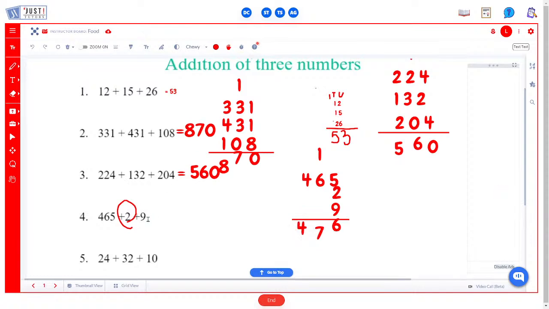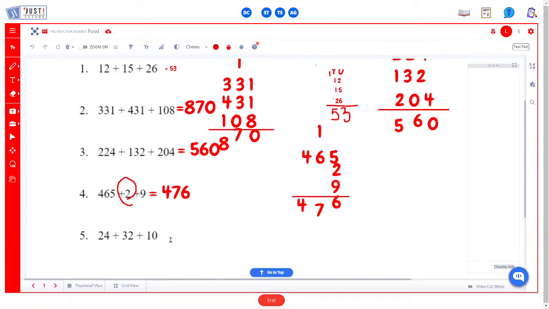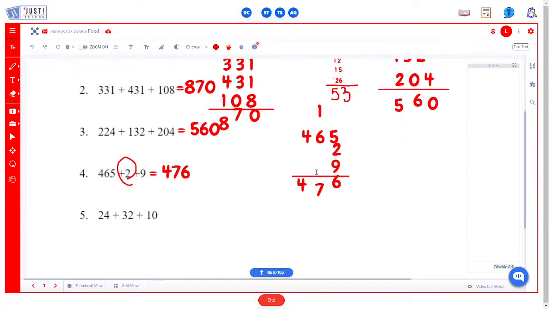So my final answer is 476, right? Now let's move on for the very last one. This time we have only 2-digit numbers, so that would be easy to decide where to write.